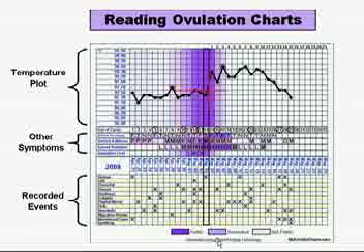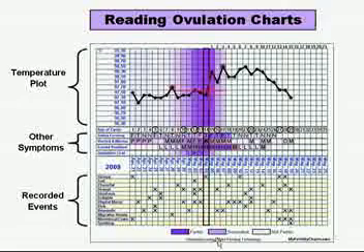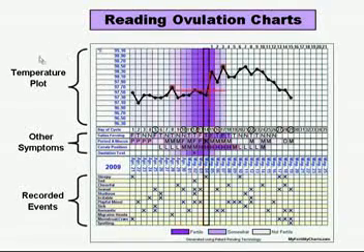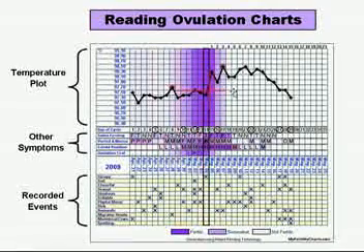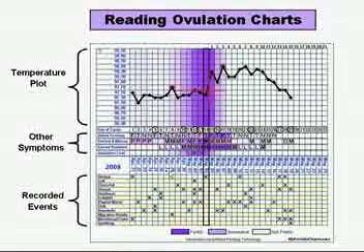When you're reading ovulation charts, there are several different types of information which are displayed. We'll briefly look at a few of them. At the top is a temperature plot. This is where your individual temperature readings are plotted and connected, and ovulation is detected based upon that. There are other symptoms which appear in the middle portion of the chart, which are followed then by the dates. Each column on the chart represents a different date that are sequentially itemized going from left to right.